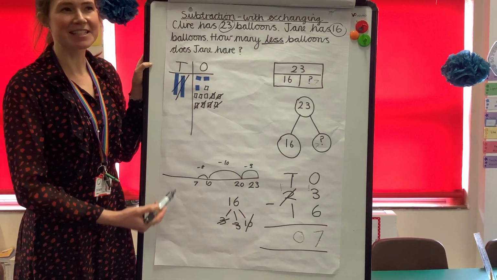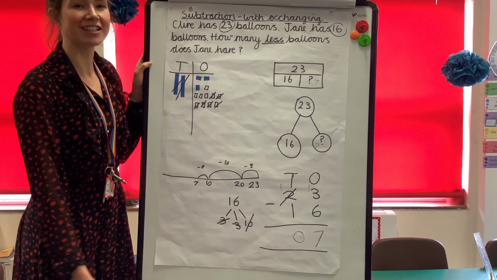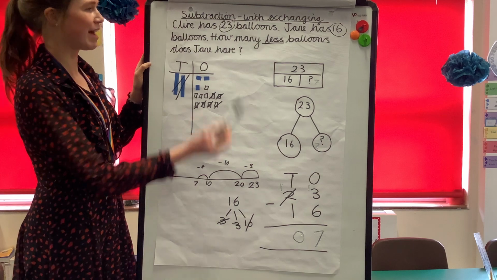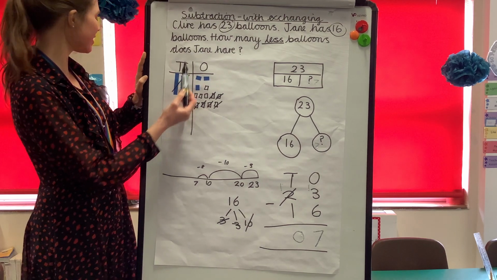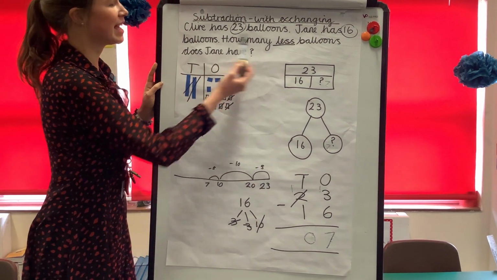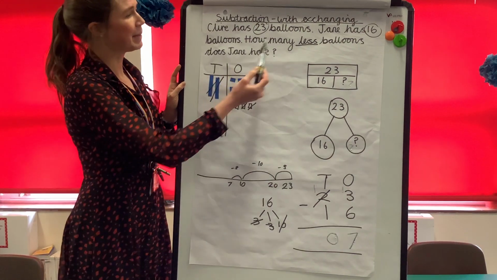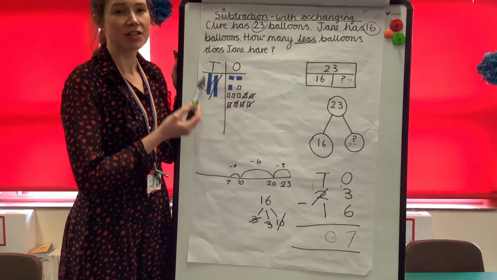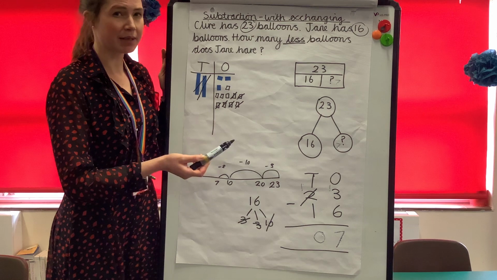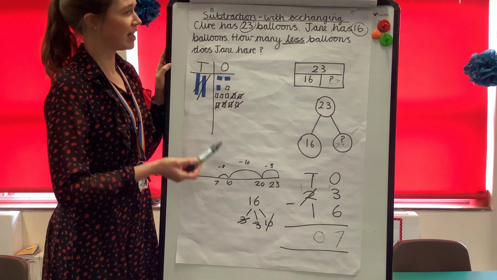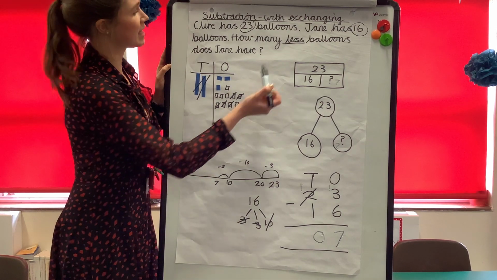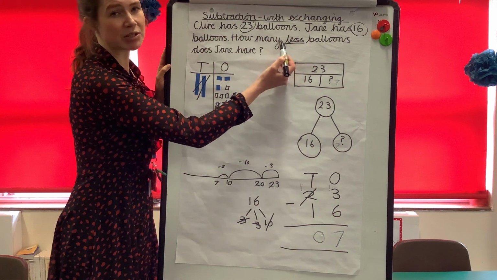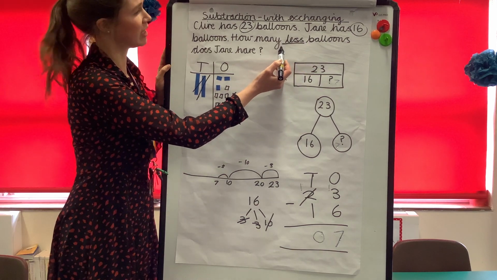Now we're going to look at subtraction with exchanging. So we're going to start again by looking at our word problem. It says Clive has 23 balloons, Jane has 16 balloons. How many less balloons does Jane have? So looking for that vocabulary to help me identify which calculation I'm going to be using, I can see it has less, which tells me that this is a subtraction operation.